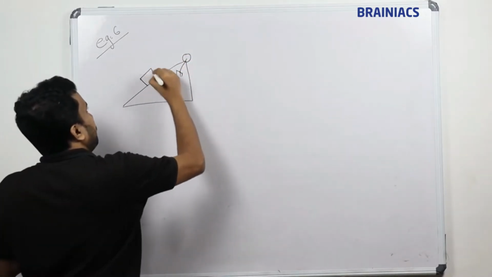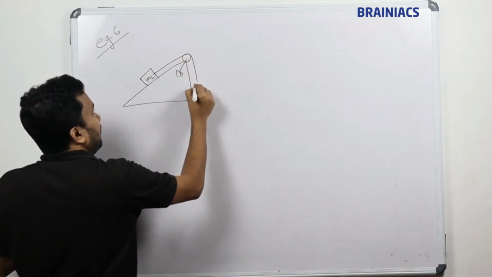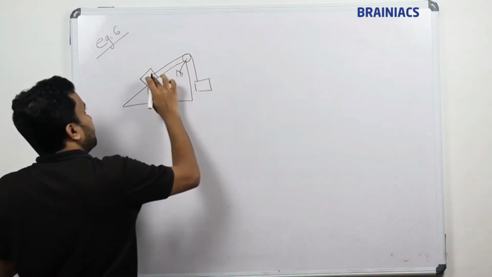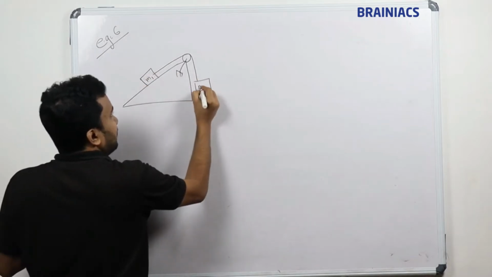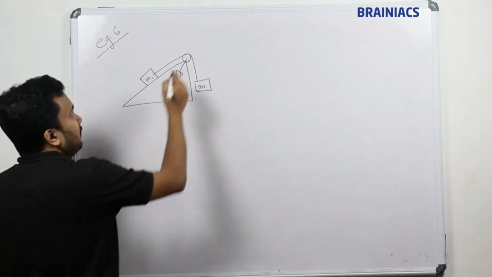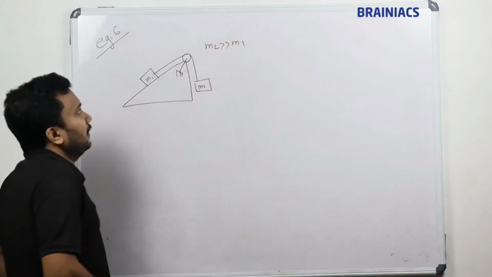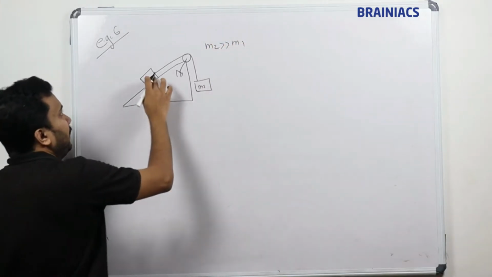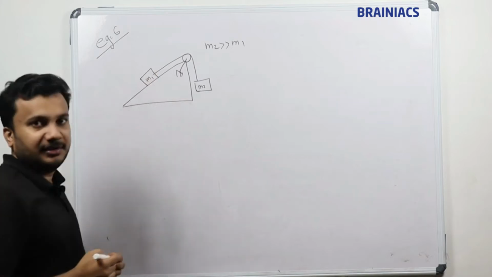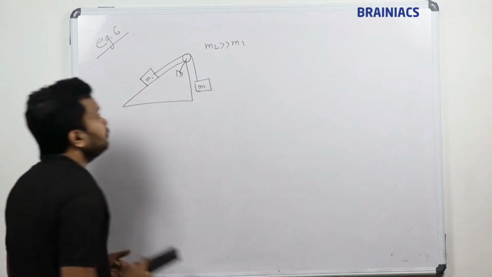Here I placed one block, M2 block, and over this one I have placed another block, or let me consider this as M1 and this is considered as M2. I am assuming M2 is much greater than that of M1. So we need to find out how we can do that.